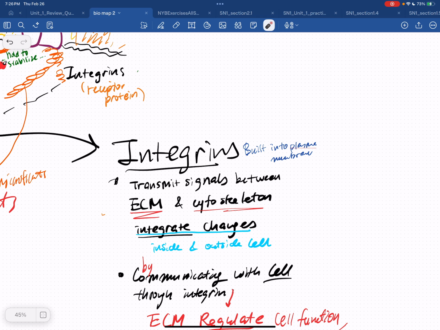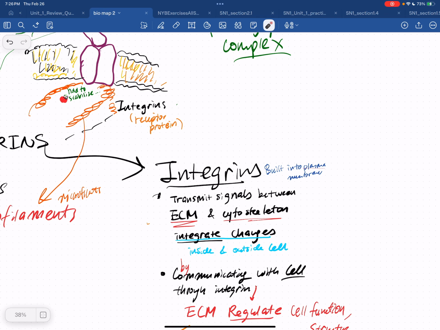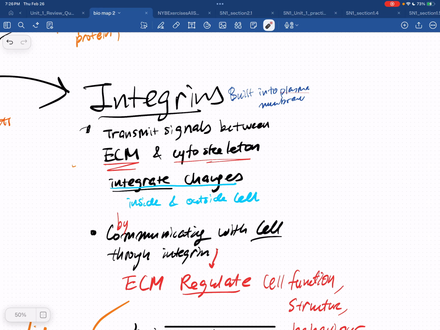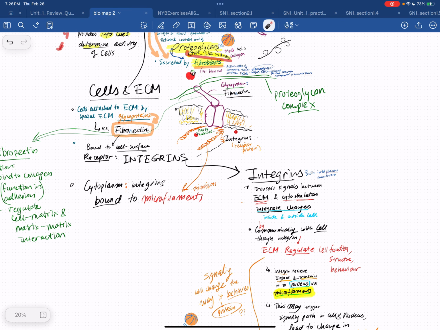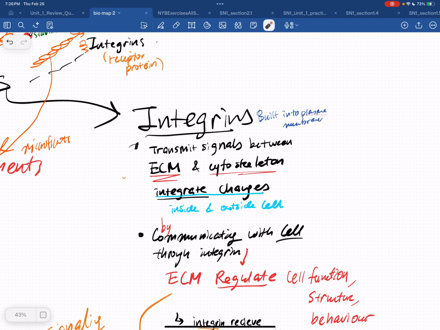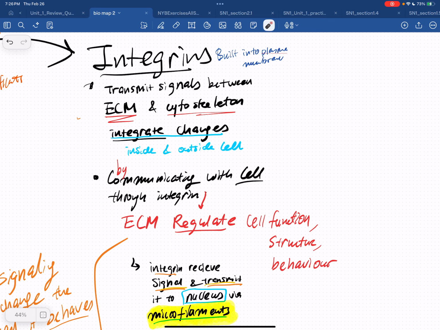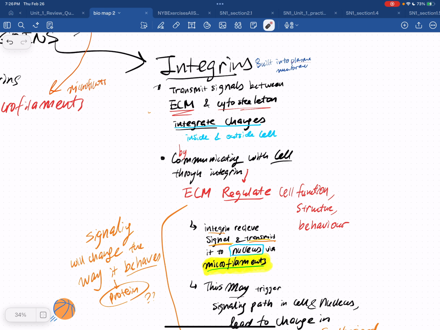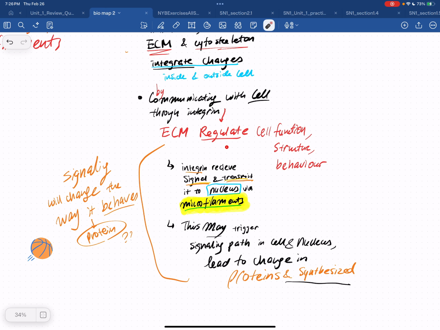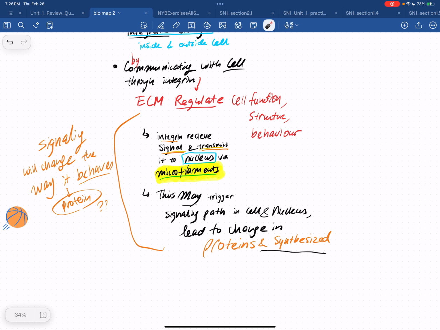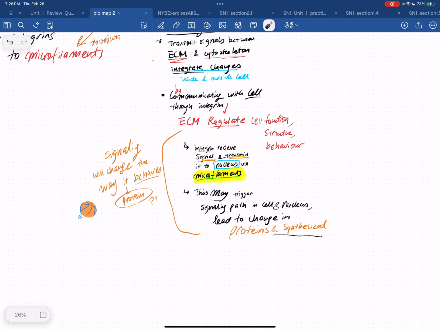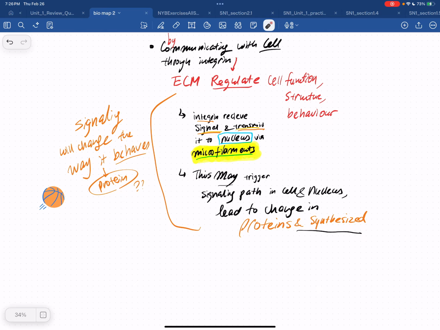Integrins are built into the plasma membrane, so they're built-in receptor proteins. They transmit signals between the extracellular matrix and the cytoskeleton. The cytoskeleton is, for example, these guys, which transport information and integrate changes inside and outside of the cell. By communicating with the cell through these integrins, like I said, the ECM regulates cell function, structure, and behavior, to receive signals and transmit them to the nucleus via microfilaments. So microfilaments are where these signals walk on a highway to go to the nucleus.